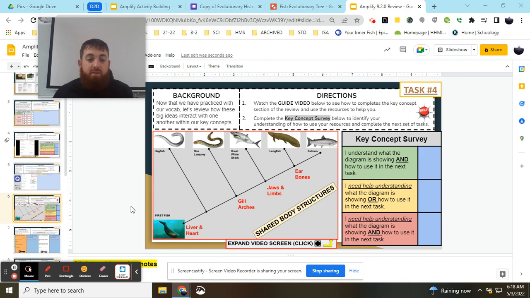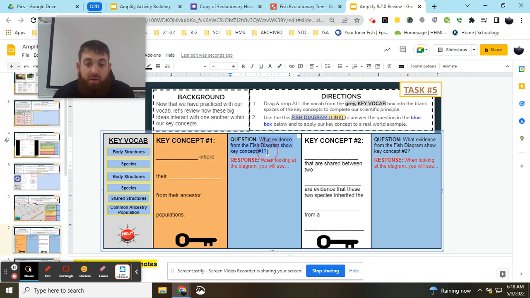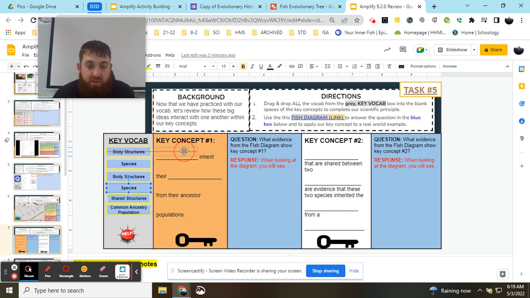next set of tasks. So in each task, you're going to be organizing your key concepts based on the vocabulary words. And then you're going to come to the question that says, what evidence from the fish diagram shows key concept number one? So when you look at the diagram, you will see. So if we're looking at key concept number one, we know that species inherit their body structures from their common ancestor. So what we're going to do is look in the diagram and see, where do I see species inheriting their body structure from ancestor populations?